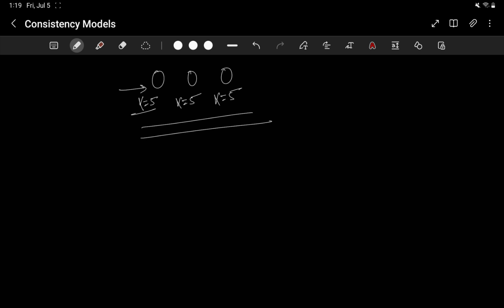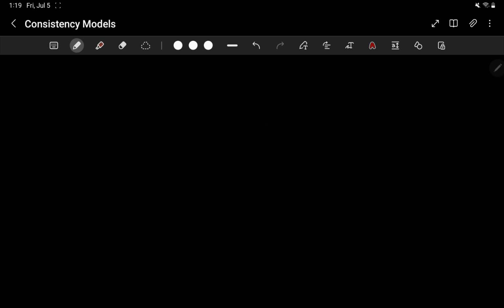But what this video will focus on will be consistency models. So let's see what consistency models are. We'll start by defining consistency, and then we will move slowly to that. So, what is consistency first?